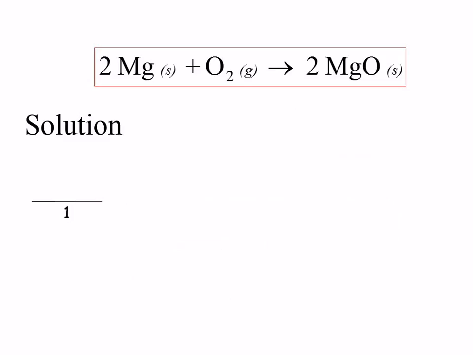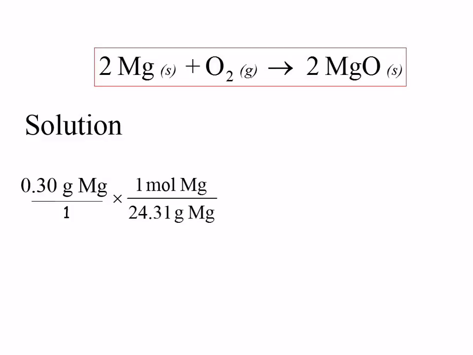So here we go. The first term is going to be the mass of the magnesium, 0.30 grams Mg over 1. And the first two terms are going to look identical to what we had before, aren't they? So we're going to go from grams of magnesium to moles of magnesium using the flipped version of the molar mass of magnesium, 1 mole over 24.31 grams of magnesium. Now, this will look different than that previous problem. What does this ratio look like? So we have moles of magnesium. We want to go to moles of magnesium oxide.